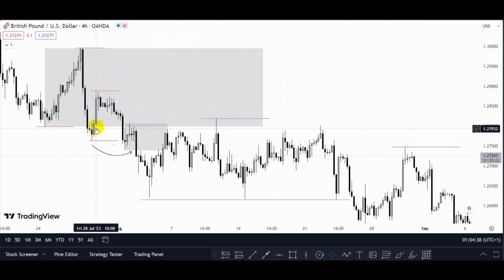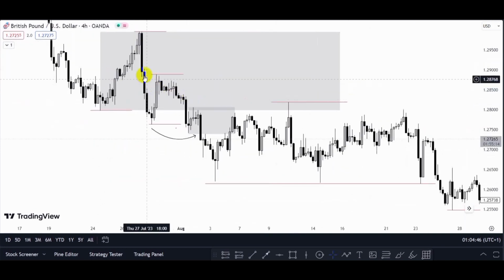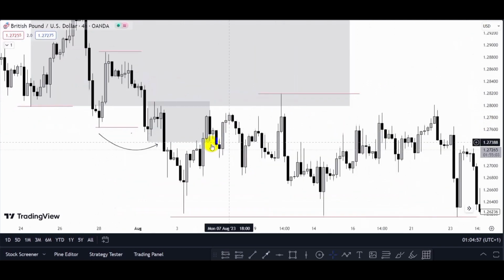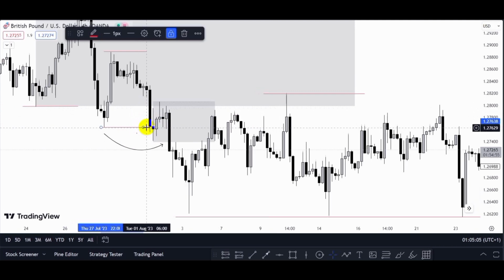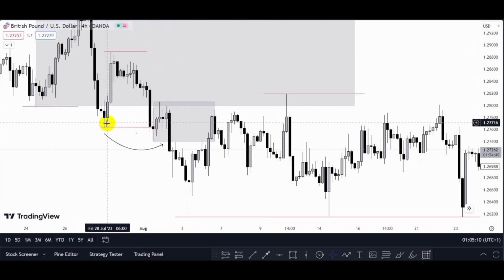And now we have the return of price into the IOF to mitigate the IOF. And then once price mitigated the IOF, filled up this inefficiency, this fair value gap here, price fell to the downside, took out this sell side liquidity. But we do not have a valid break of structure here, because this bearish candle did not close below, the body did not close below this low. The candle body here did not close below this low.